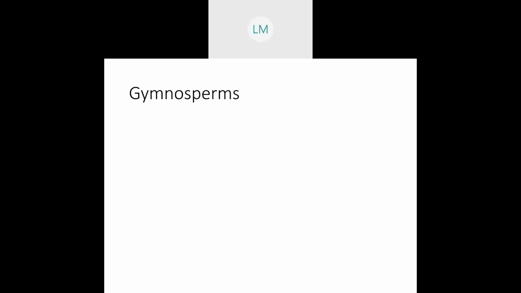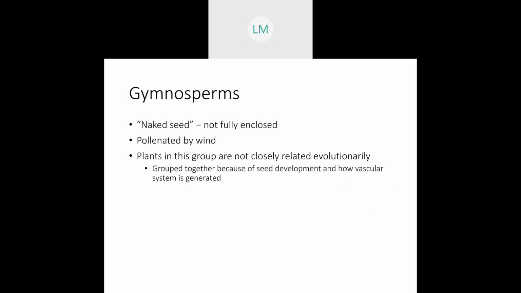So let's talk about our gymnosperms first. So remember, in our seed plants, we have gymnosperms and angiosperms. So we'll talk about our gymnosperms first. The word gymnosperm just means naked seed. It basically is saying that, yes, this plant has a seed, but that seed's not quite closed up. So it's not a fully enclosed seed. Gymnosperms are primarily pollinated by wind. So these are primarily going to be wind pollinated organisms.